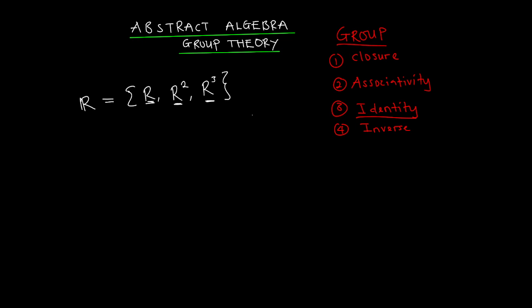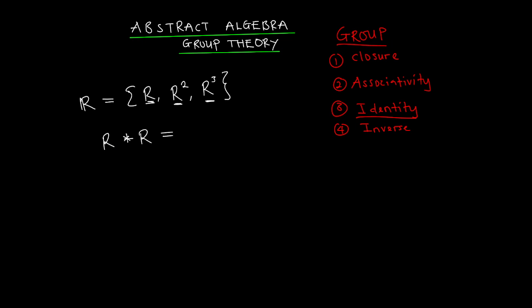So we're going to prove this property up here. That is the closure property, which says that if you do any composition of these elements, you would always get an element in the set. So if I do R composed with R, what would it be equal to? It must be equal to one of these elements. So it is closed. That is what the closure property means.